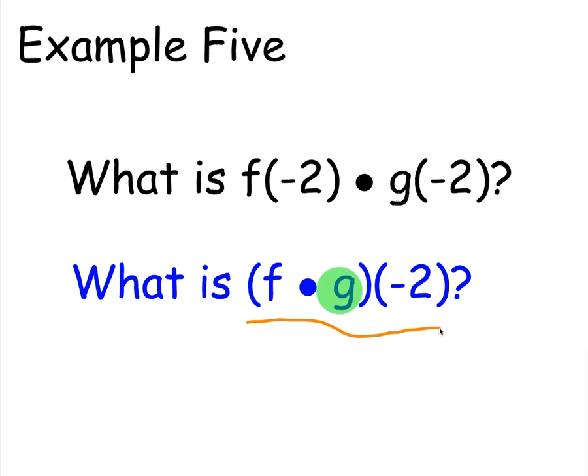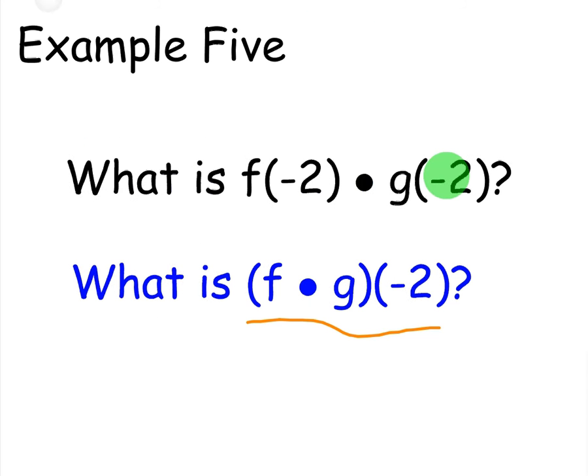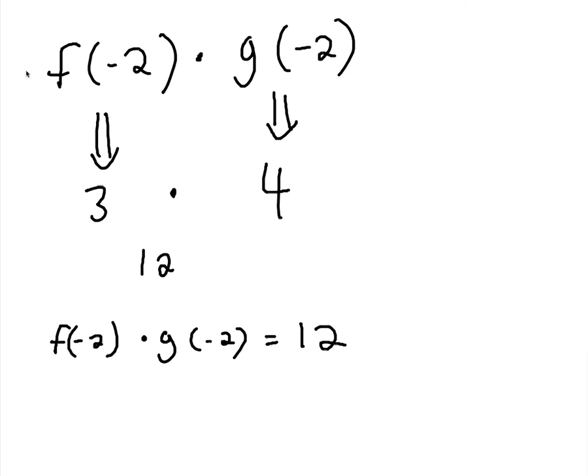So let's take a look and see what that looks like. f of negative 2 times g of negative 2. Well, here's f of negative 2, it's 3, right? And g of negative 2 is 4, so you're literally just going to be multiplying these two y values, 3 times 4. So replace f of negative 2 with 3 and g of negative 2 with 4, and voila, you get 12. So f of negative 2 times g of negative 2 is equal to 12.